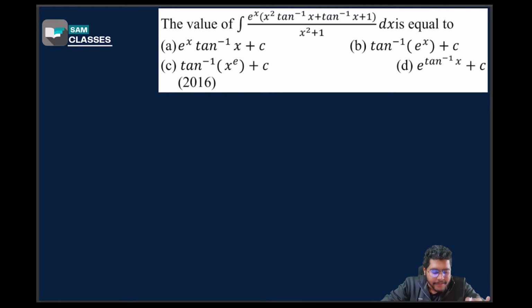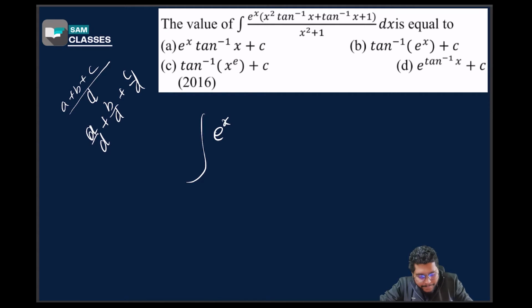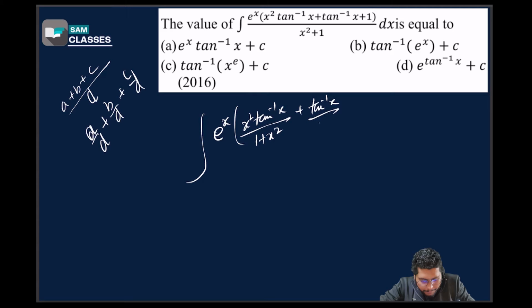Now by seeing this, the first thing that comes in our mind is what? I told you so many times, whenever in the numerator I have terms which are in addition and divided by something, we can separately write it as a by d plus b by d plus c by d. So let's do the same thing. Integration e power x, x square tan inverse x by 1 plus x square plus tan inverse x by 1 plus x square plus 1 by 1 plus x square.